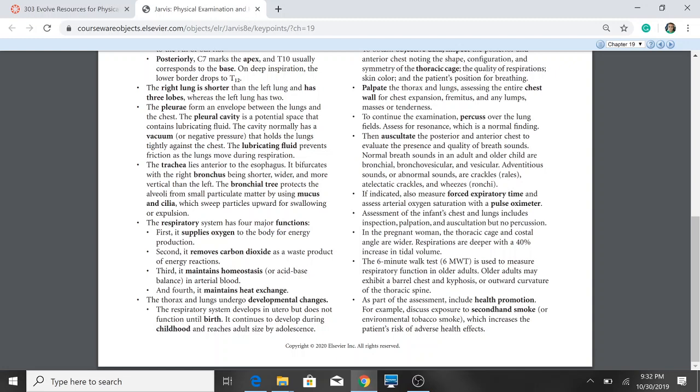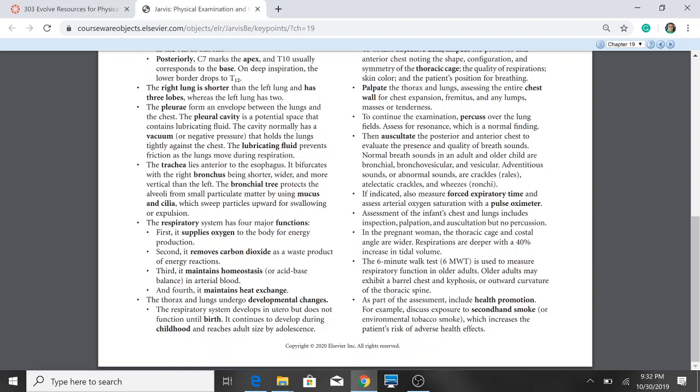First, it supplies oxygen to the body for energy production. Secondly, it removes carbon dioxide as a waste product of energy reactions. Third, it maintains homeostasis or acid-base balance in arterial blood. And fourth, it maintains heat exchange.